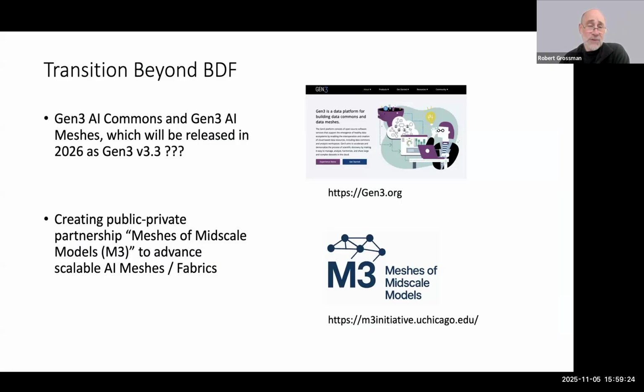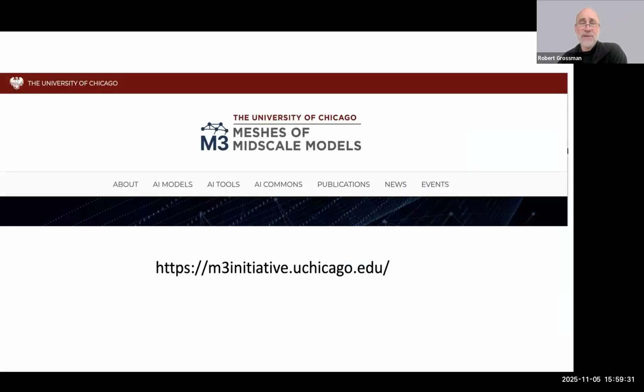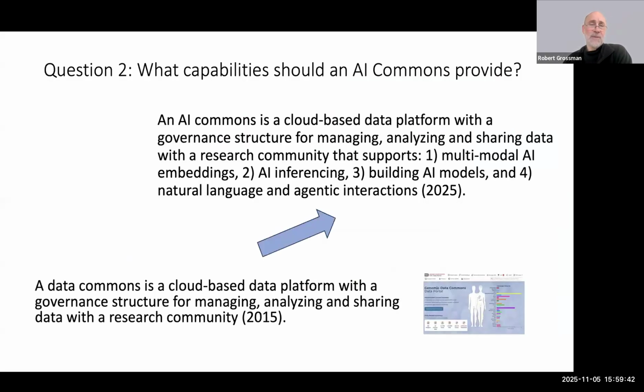We have our research group. We call it Meshes Amid Scale Models. This is the website, M3 Initiative U Chicago EDU. You can see the models we have, the tools, the commons, the publications, and events. So I think, it turns out about a decade ago, we defined a data commons as a cloud-based data platform with a governance structure for managing, analyzing, and sharing data with the research community.